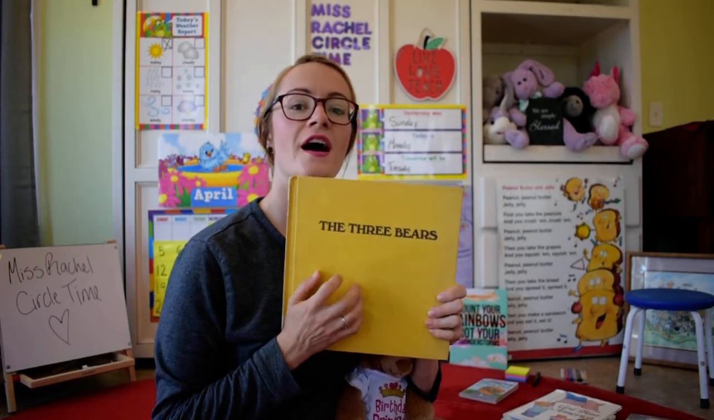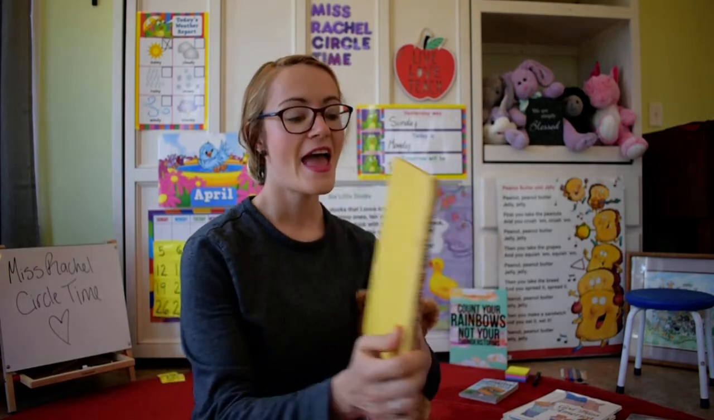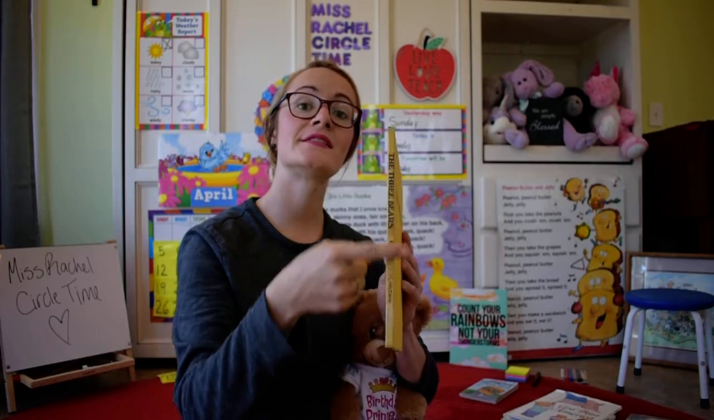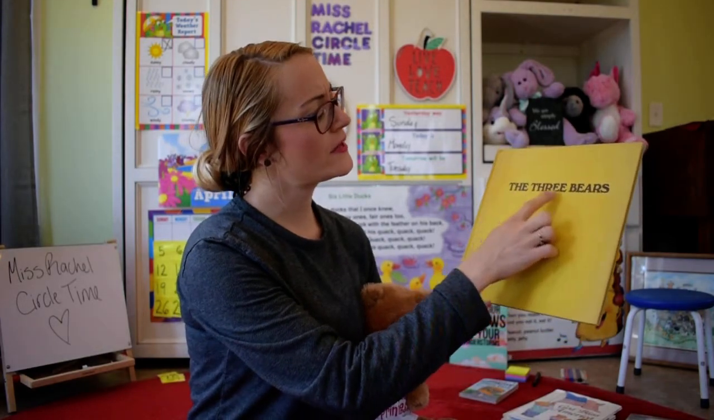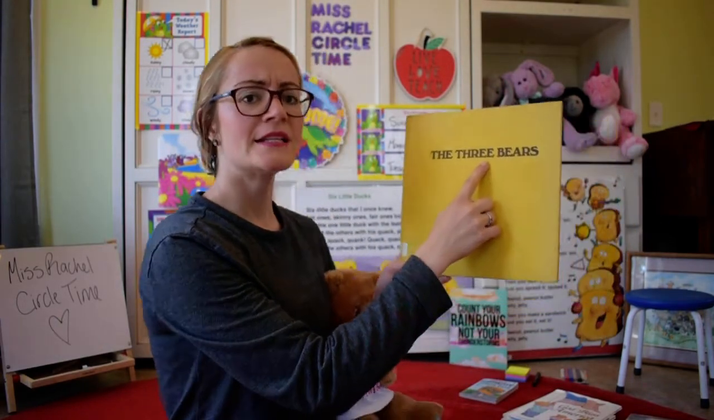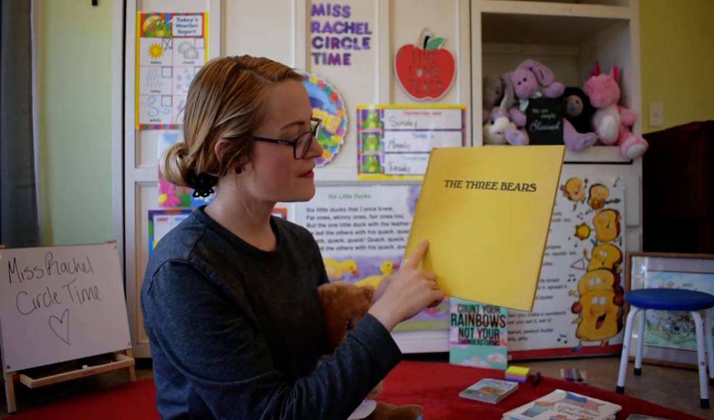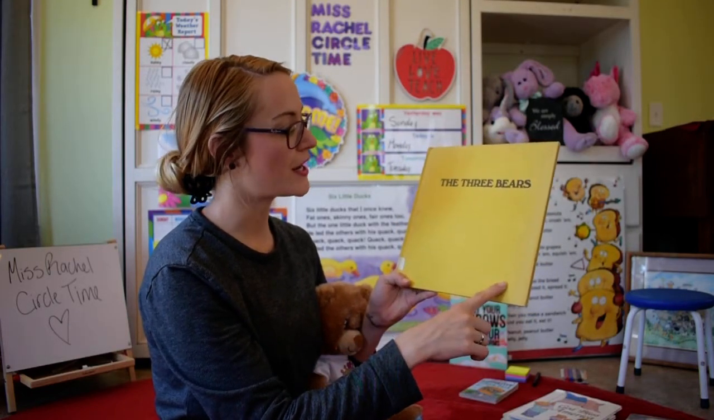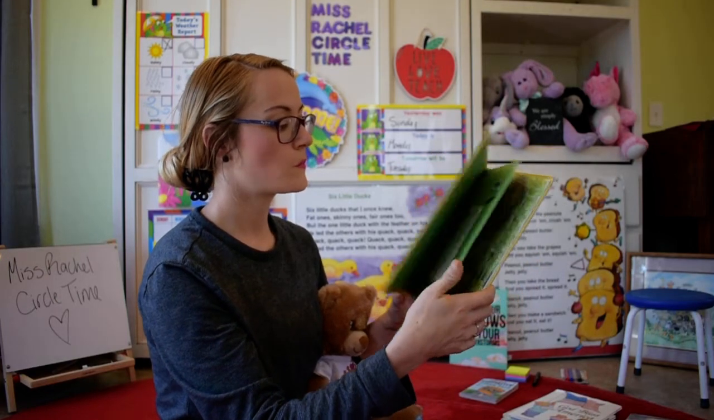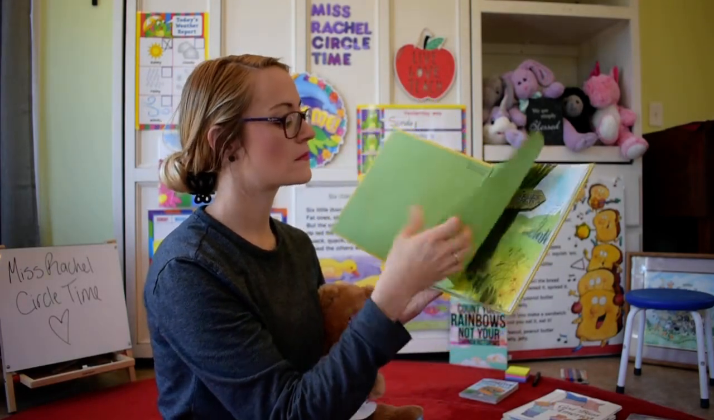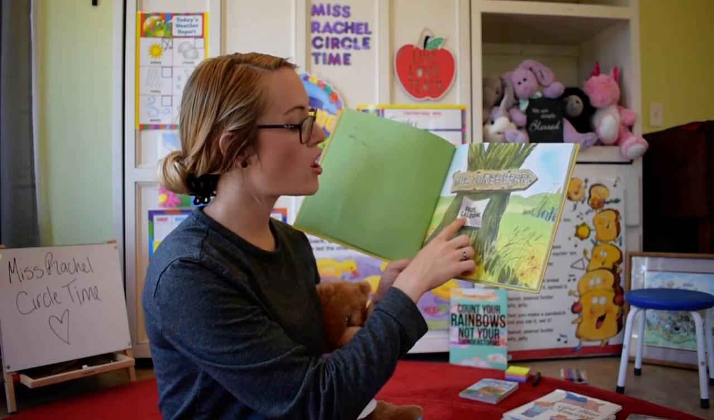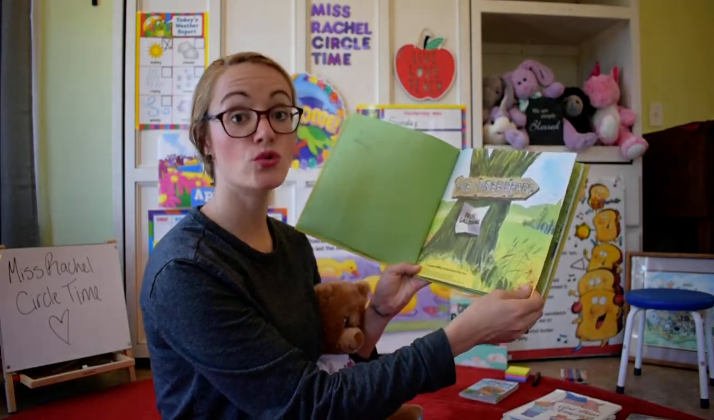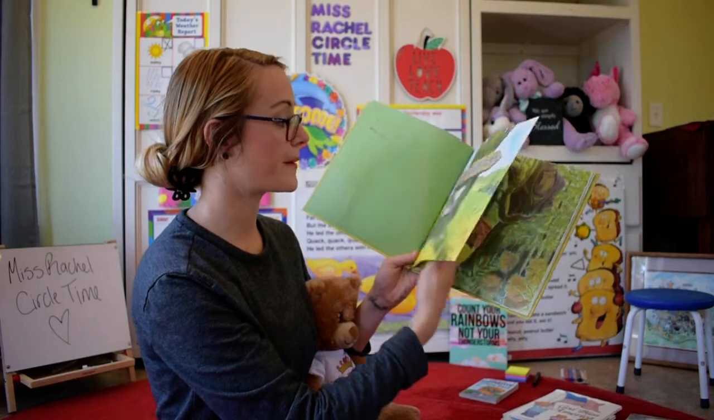This, friends, is called the front cover, and this is the back cover, and this is the spine. Very good. And I see it says The Three Bears, and that is the title, but I don't see the name of the author or the illustrator. So maybe we can skip that this time. All right, friends. The Three Bears. Oh, it's by Paul Galden. He's the author. He's who wrote the words to the story in this book.